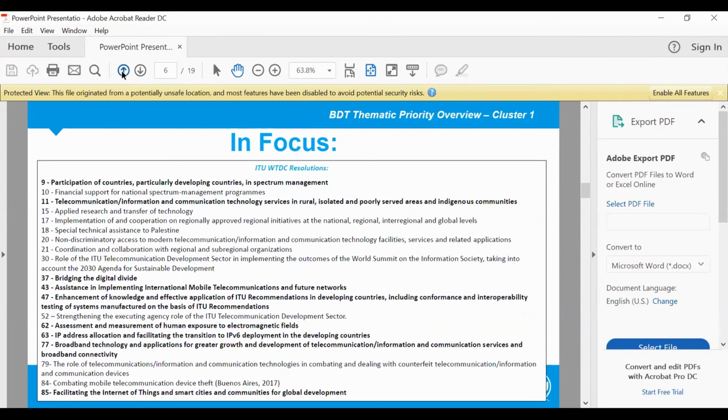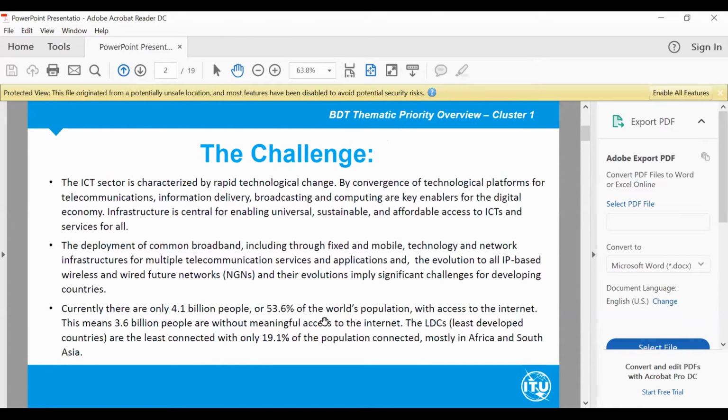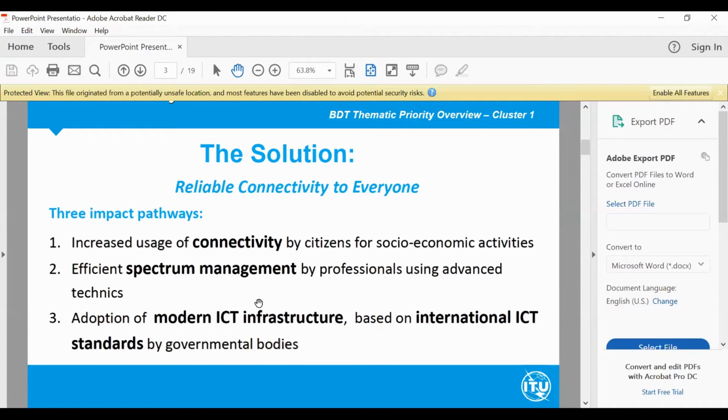But if I go a little bit up, because there was a question from a colleague about what if we have just 50% reached? And you see, this is challenge number 3. Currently there are only 4.1 billion people, or 53.6% of the population, connected, and LDCs, least developed countries, are the least connected, with only 19.1% of the population connected, mostly in Africa and South Asia. That's why we are working on these 3 impact pathways: connectivity, spectrum management and modern ICT infrastructure. So this was a quick summary of our activities. I hope that it answers the question. Thank you.